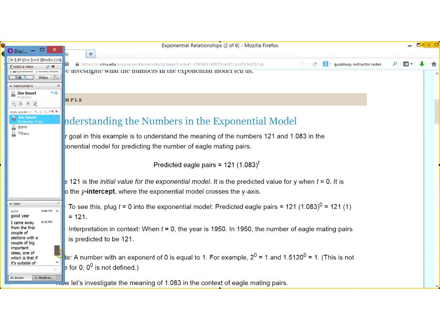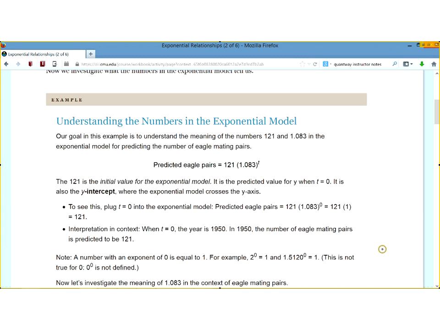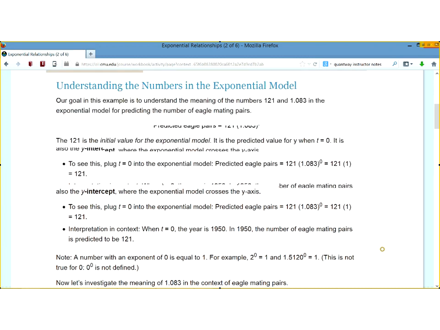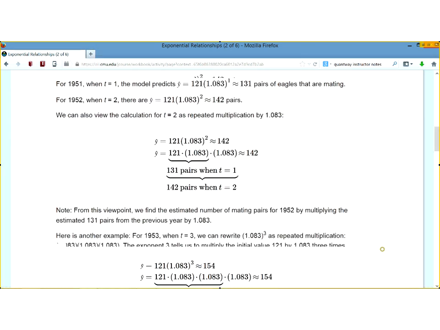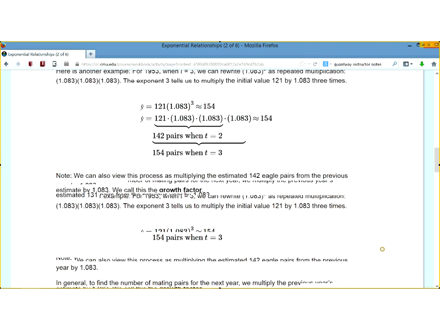I came away from the first couple of sections with a couple of big important ideas, one of which is that if it's outside the time range, be careful. Yes, absolutely. So in this case, a t of 0 is well below the smallest t used to create the model. So saying that I would predict there's 121 eagle mating pairs in 1950, that's probably not a very good interpretation. I'm even curious to see if they actually say that in here somewhere, if they actually warn about that.